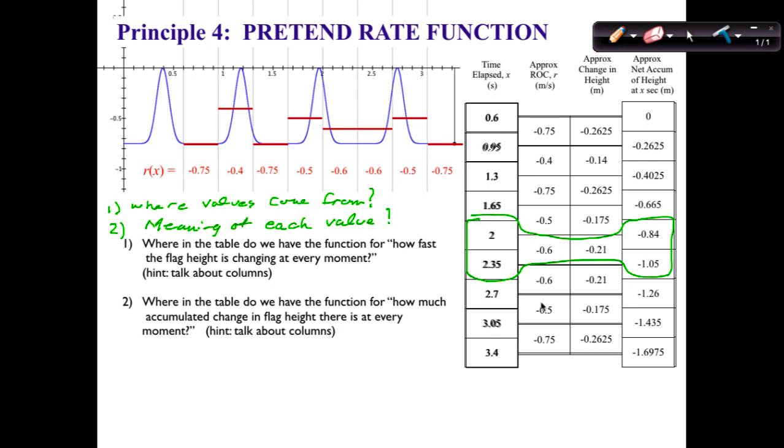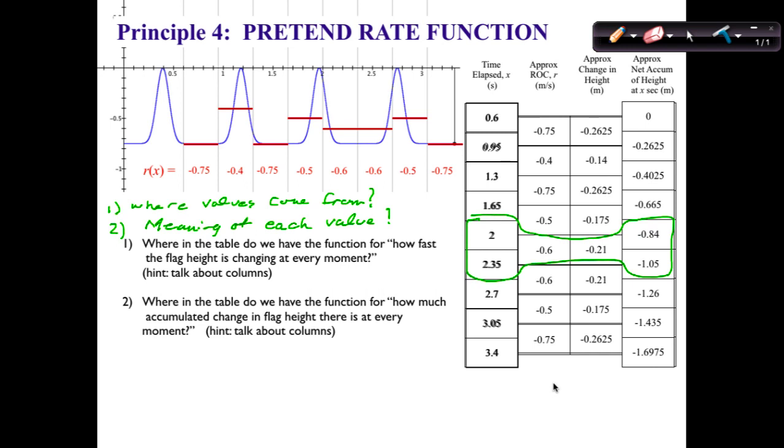So this is our initial questions here. For that situation right there, where do those values come from? How are they calculated? And then second, what do they mean? What are they representing? What's going on in this table?